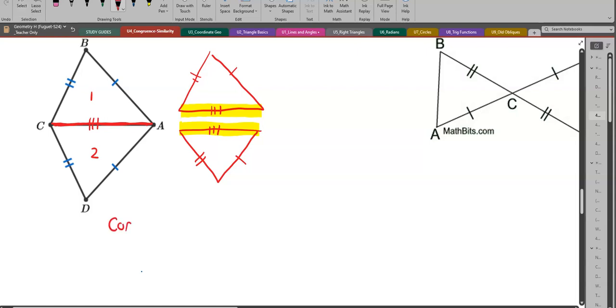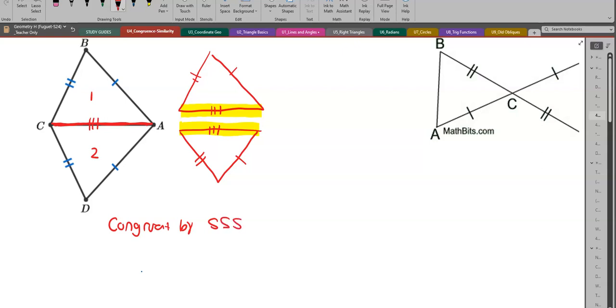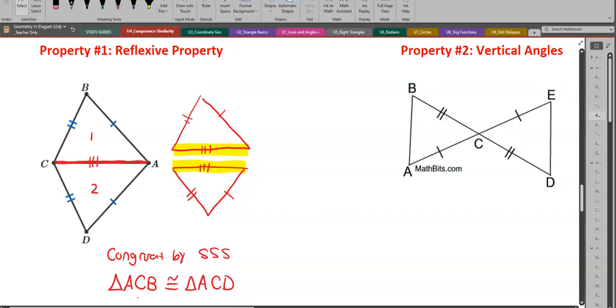So this is still going to be congruent, and it's still going to be congruent by side, side, side in this situation. If I were asked to write a triangle congruence statement, we could say the top triangle is called triangle ACB, and then the bottom one, to be corresponding, would be ACD. So that's called the reflexive property.